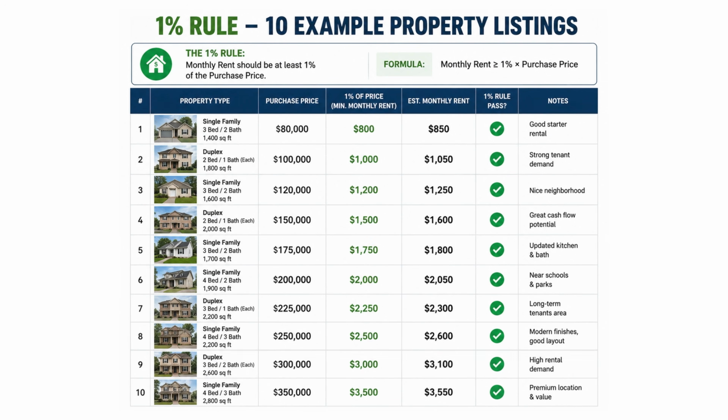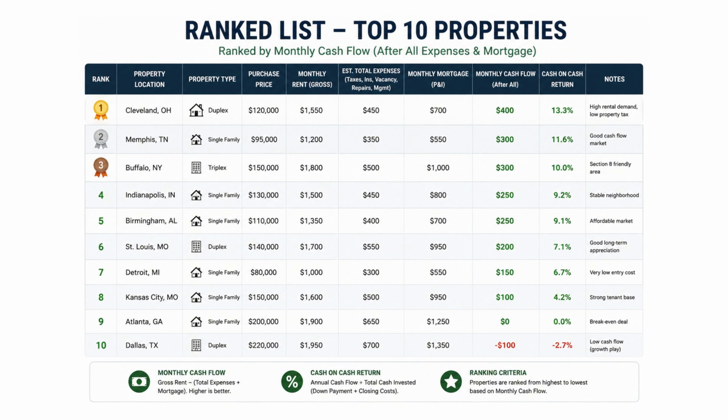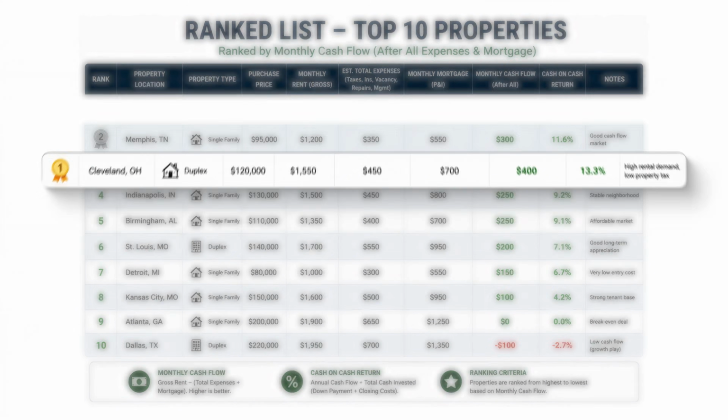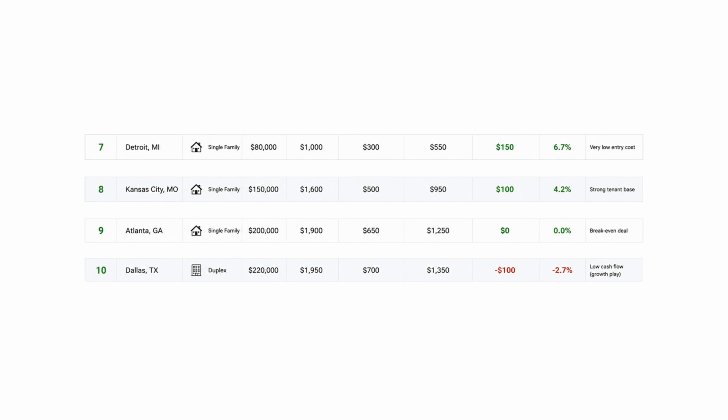The real power of the spreadsheet isn't running one deal. It's running 10 deals side by side. You pull up 10 listings that pass the 1% rule, drop each one into the spreadsheet, and within an hour you have a ranked list by cash on cash return. The one at the top gets your offer first. The ones that don't clear 8% go in a folder for when prices drop or you can negotiate harder.